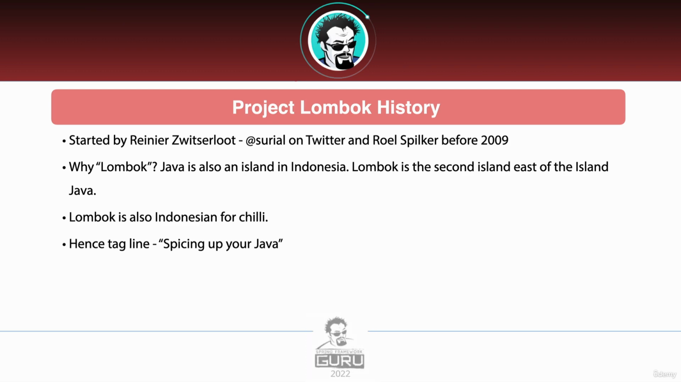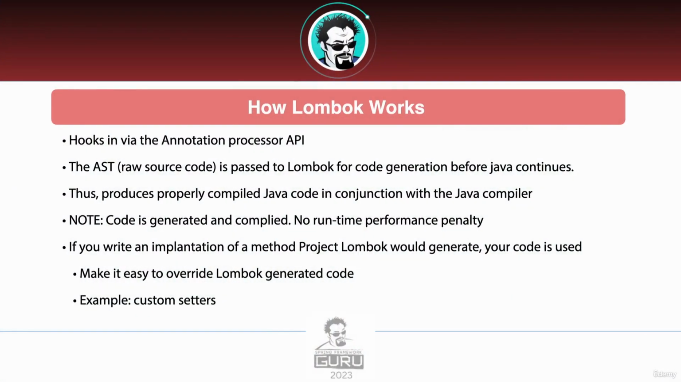Now, the way Project Lombok works is it hooks into an annotation processor API. What happens is the AST, the raw source code, is passed into Lombok for code generation before the Java compilation continues. Thus, the compiled Java code comes out as compiled. We're not using reflection or anything like that. It does get compiled ahead of time, so everything that Lombok is making is compiled Java code. So you don't have any type of performance penalty using Lombok. Obviously, in compile, there is a step for Lombok, but that is only at compile time.